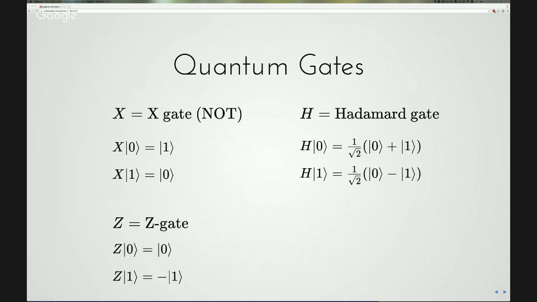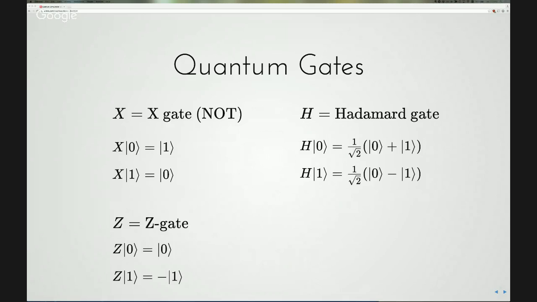There are actually a lot more gates than these, but we're only going to talk about 3 of them today: X, Z, and H. X is the same as a NOT gate in our regular circuits. So if you act X on 0, it outputs 1. If X acts on 1, it outputs 0. The Z gate is something called a phase gate. If it takes in 0, it just outputs 0. If it takes 1, it adds a negative phase on top of it.